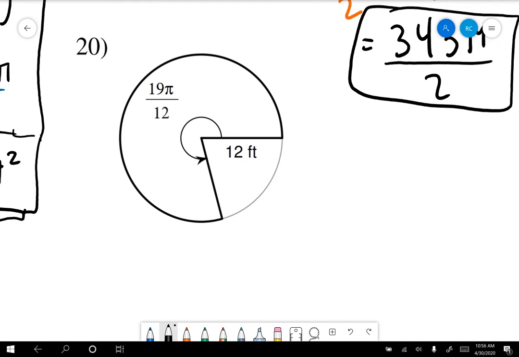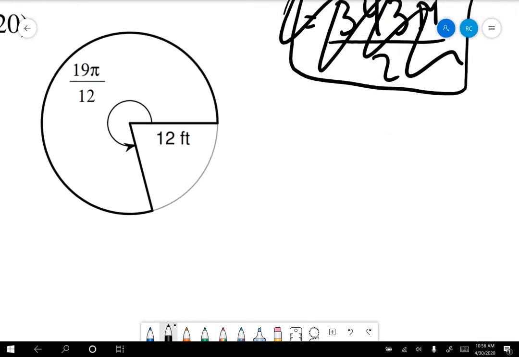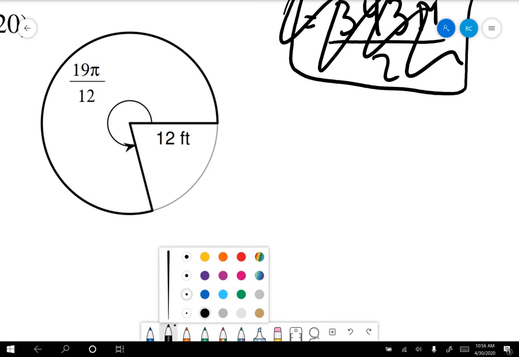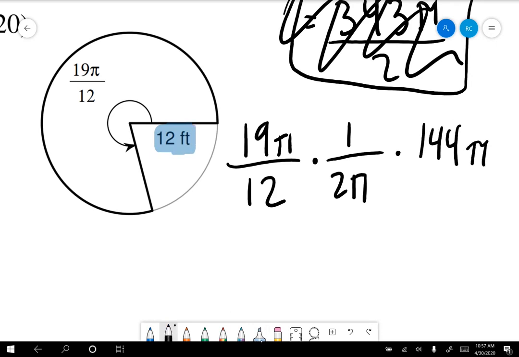Number 20, and we can ignore this stuff over here. It's not relevant. We have 19 pi over 12, and we're going to divide that by 2 pi to get our proportion. And then we're going to multiply that by pi times the radius squared. Well, the radius is 12 feet, so that's going to be 144 pi.